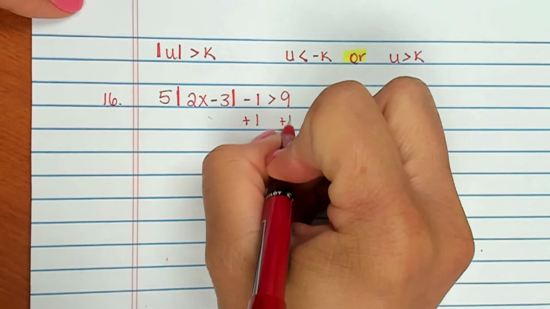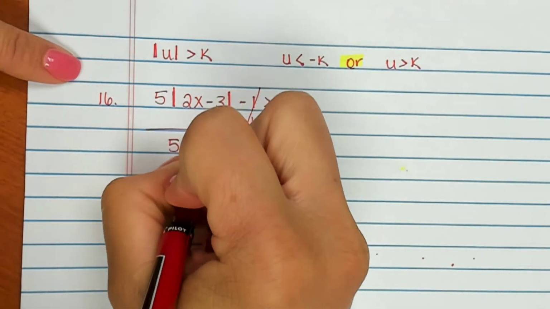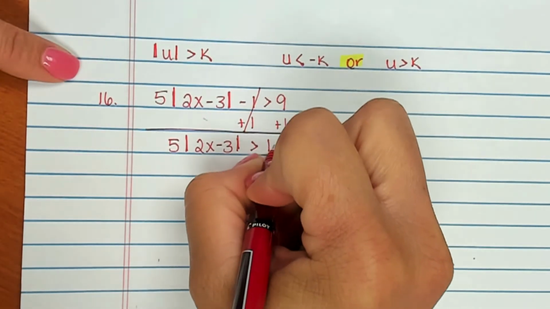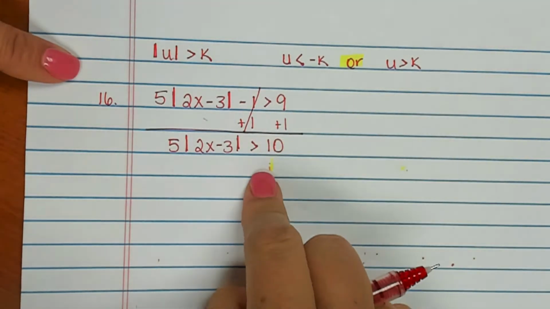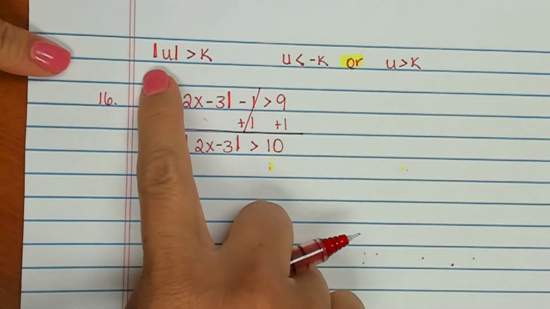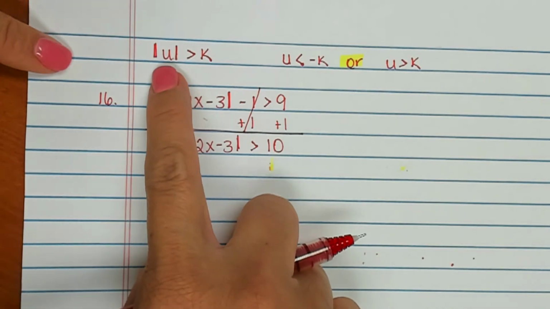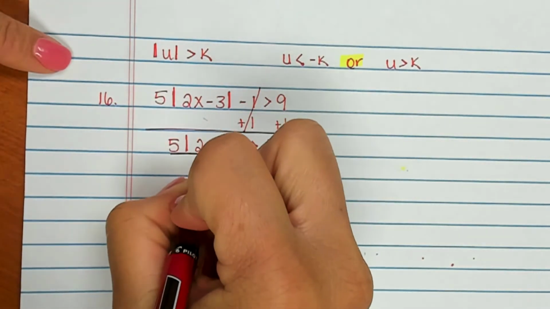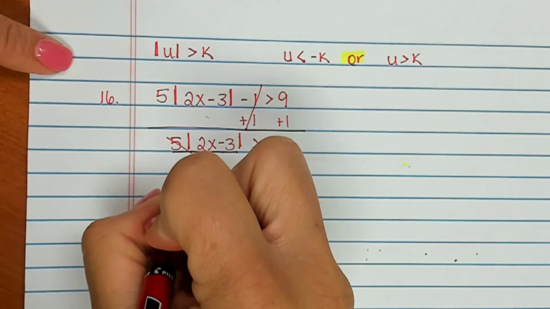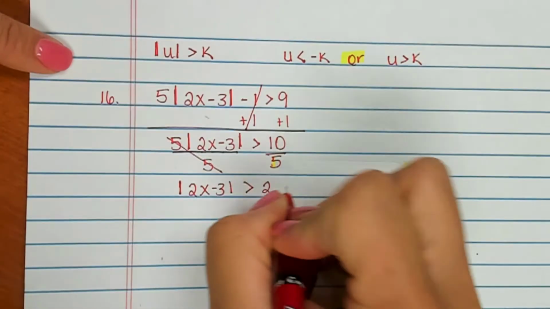Let's do that. We would begin by adding 1 to both sides, and that leaves us with 5 times the absolute value of 2x minus 3 is greater than 10. I moved that 1, but I've still got to move that 5, because this is my first goal. I want that absolute value by itself. So to do that, I need to divide by 5. That leaves me with the absolute value of 2x minus 3 is greater than 2.